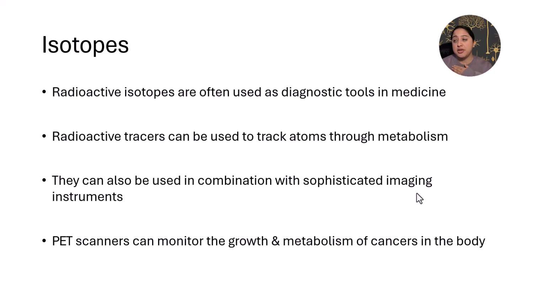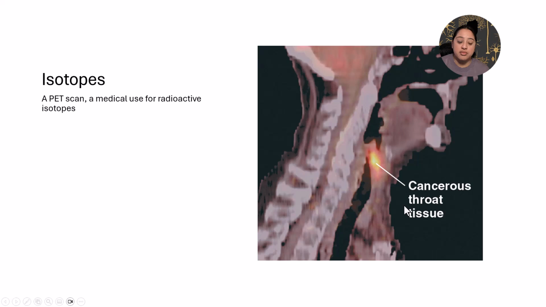Or if you want to track the pathway of something, these tracers can be used to track atoms through metabolism. They can also be used in combination with sophisticated imaging instruments, for example, PET scanners. They can monitor the growth and metabolism of cancers in the body. So here's a picture of a PET scan. And so you would use a radioactive isotope to be able to see the cancerous tissue in this scan. So that's another application of chemistry in biology.